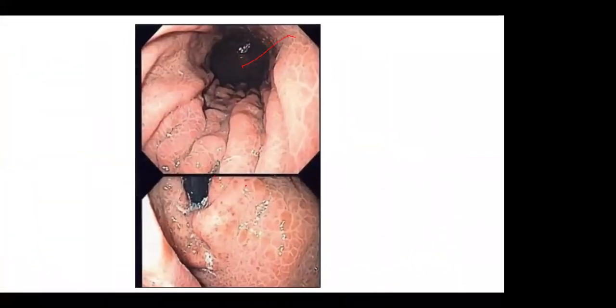Another thing is you can scope a patient who has hematemesis or melena and low hemoglobin. When you scope, you find neither esophageal varix nor fundal varix. You just see, like in this picture, hyperemia and cracking of the mucosa. This is called hypertensive gastropathy.